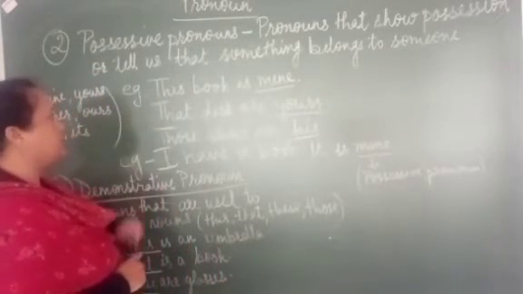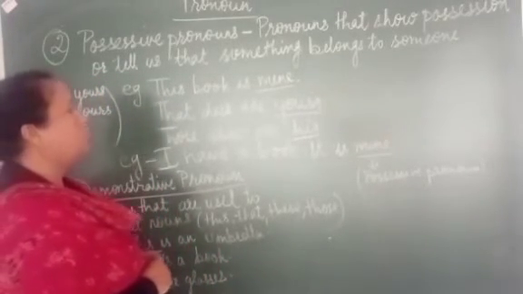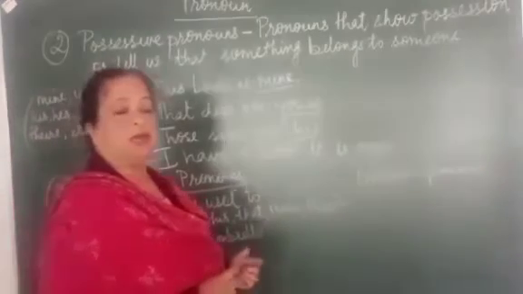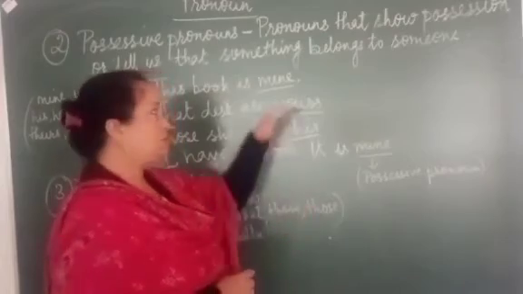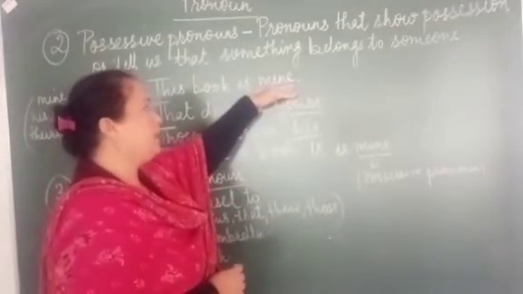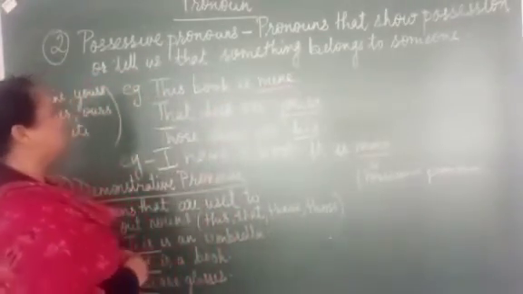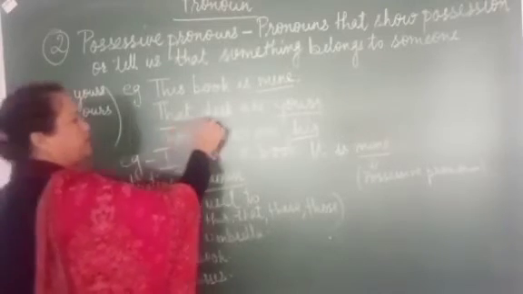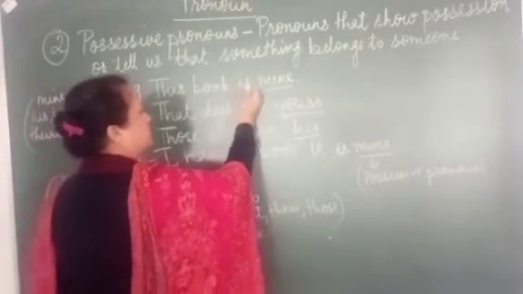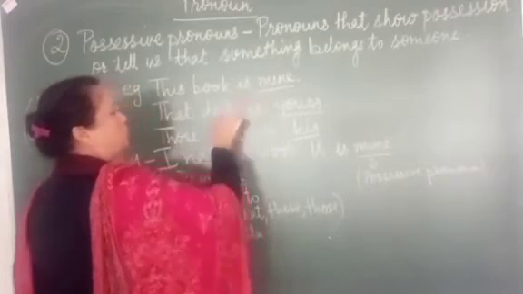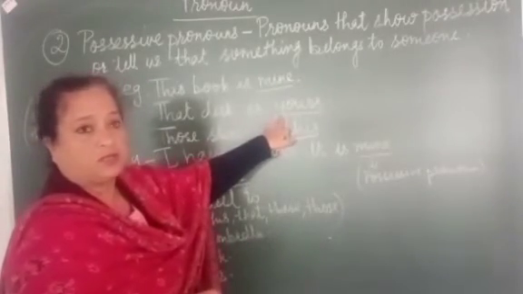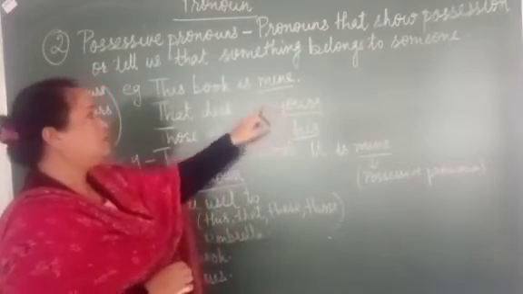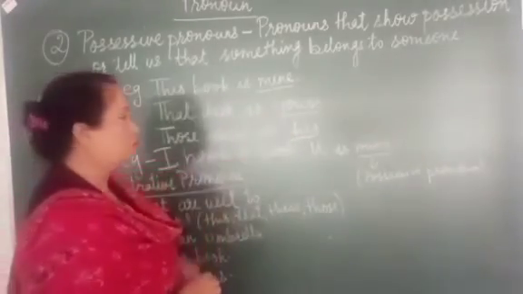Now let us have a look at this example. This book is mine. We are talking about a book and we want to know to whom this book belongs. It belongs to me, so mine becomes the possessive pronoun. That desk is yours. So whose is this desk? Yours. So yours becomes the possessive pronoun since it tells us to whom that desk belongs.